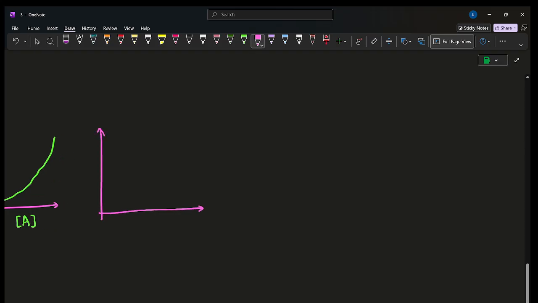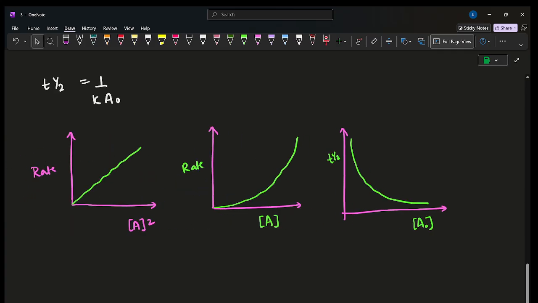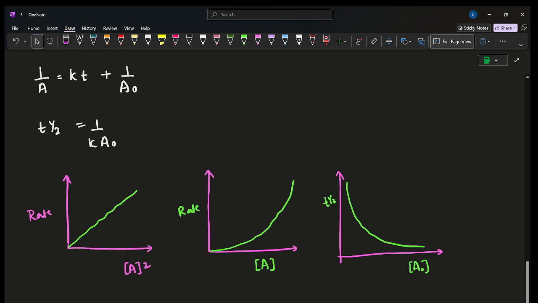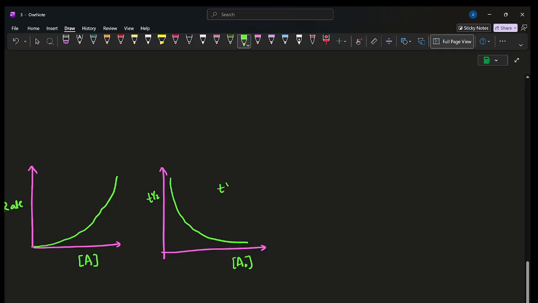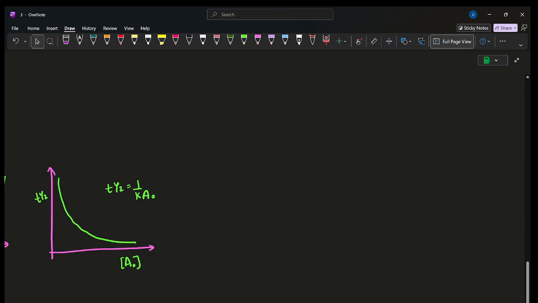Next, we have t half as well as A naught. It's going to be a hyperbola. How? Because you can see this is the formula. t half is 1 by K A naught. Cool? Okay.